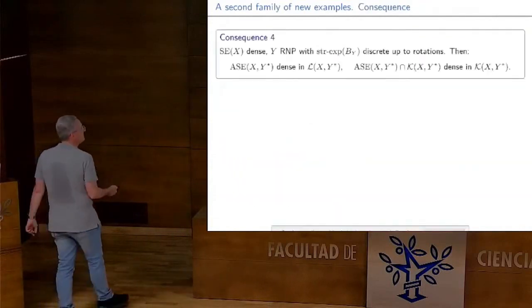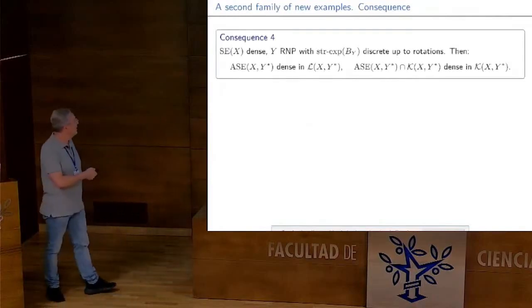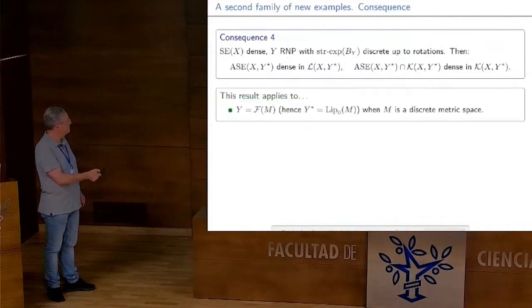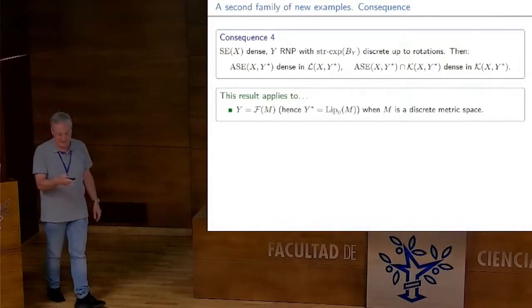Okay, so this can be applied when the set of strongly exposing functionals is dense, Y has the RNP, and the set of strongly exposed points of the ball of Y is discrete after rotation. Then you get this for operators or for compact operators, and this can be applied, for instance, to Y star, where Y star is the set of Lipschitz functions on M when M is a discrete metric space.